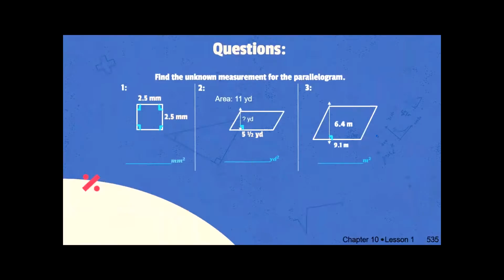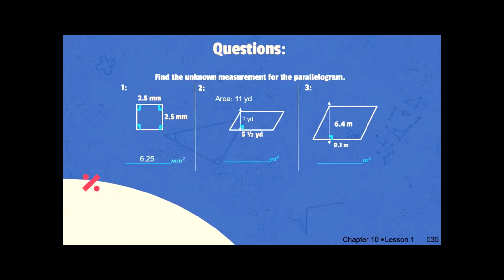Questions. Find the unknown measurements for the parallelograms. 2.5 multiplied by 2.5 equals 6.25. Why? Because we said that we multiply the length and the height. Length and height are the main measurements. If we want the area, we must multiply 2.5 times 2.5, which equals 6.25.